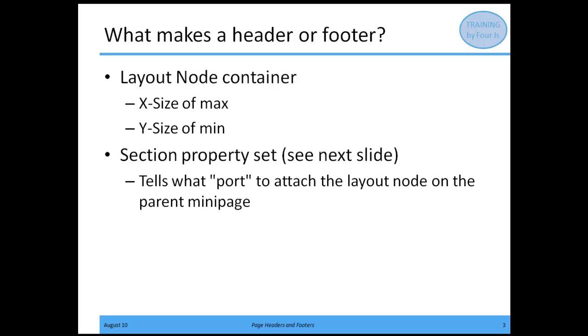When you have a page, the page can have ports in it, and these ports are locations or sections where you can tell it to put a header or a footer, on the first page, on even pages, on odd pages, or on any pages. So when you create a header or footer, you're going to create a layout node container. You're going to give that layout node container an X size of max and a Y size of min. And then within this layout node container, you're going to set what is known as a section property. That section property says what port of the parent mini page it should attach that layout node to.